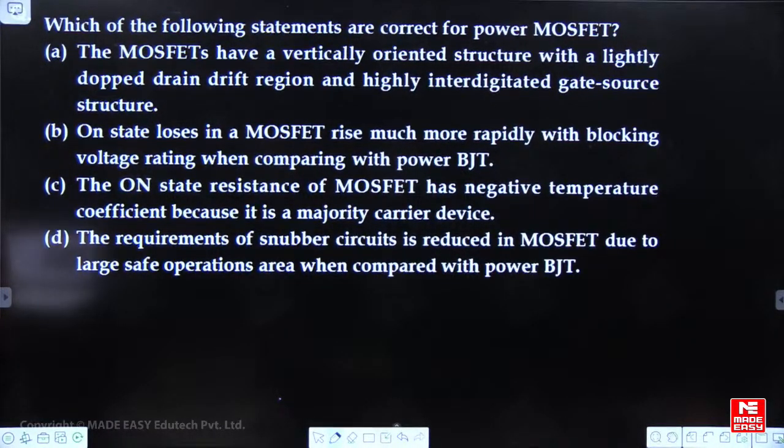Dear students, is the first statement correct or wrong? Ankit, yes, you are right. Once again go through this.